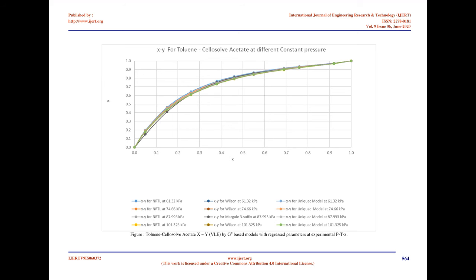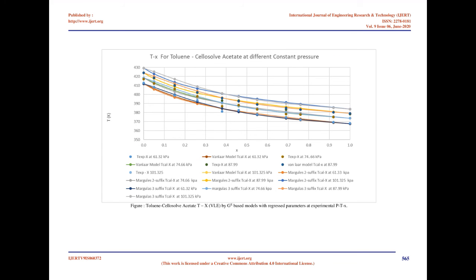Activity coefficient model parameters of Margules 2 suffix, Margules 3 suffix, Van Laar, NRTL, and Wilson are regressed at experimental PTX data generated. Bubble T calculations performed by GE-based models are reported in Tables 5.4, 5.5, 5.6, and 5.7 and plotted in Figures 5.4, 5.5, 5.6 and 5.7. The error between experimental and model-predicted bubble T is calculated and tabulated in the tables.